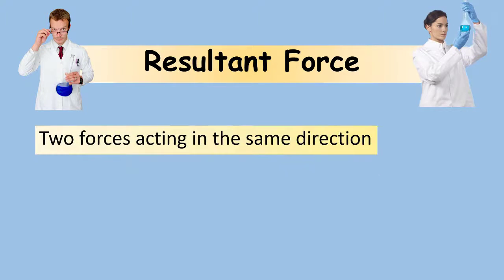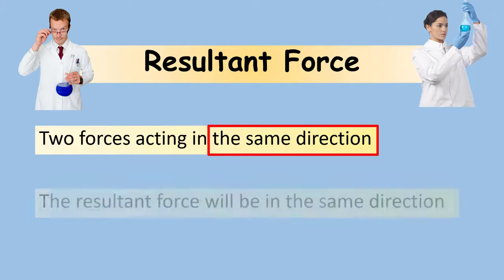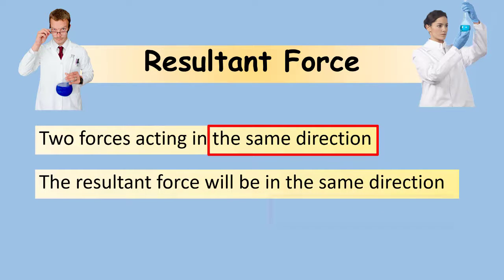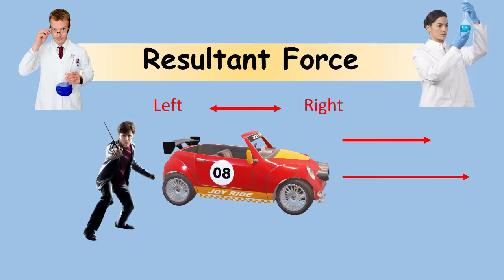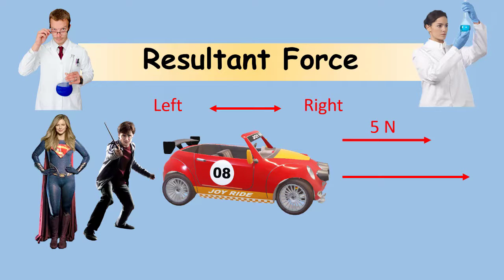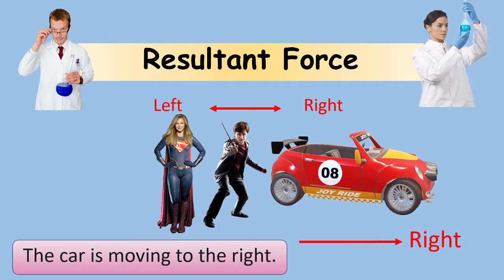Two forces acting in the same direction. The resultant force will be in the same direction. Same direction. For example, Harry Potter is pushing a car to the right with 5 Newton, and Superwoman is pushing a car to the right side with 10 Newton. So, the car is moving to the right.